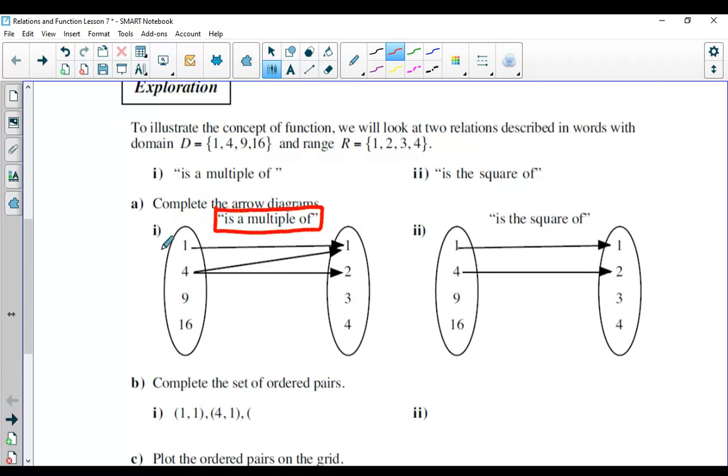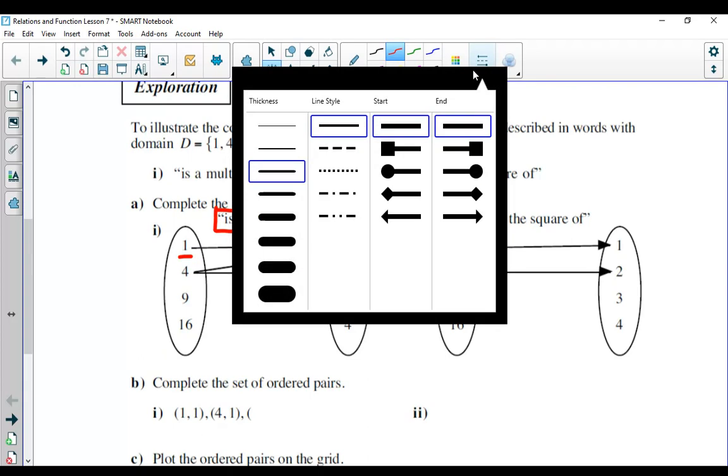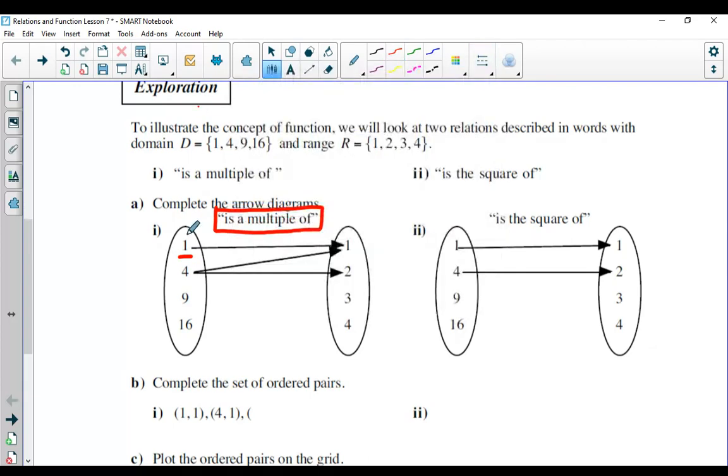So it basically means this. If you start off with the number 1, let's try to fill in the sentence here. So we'd say 1 is a multiple of, and which numbers is 1 a multiple of? Well, only 1. 4 is a multiple. You go up here. 4 is a multiple of 1, and 4 is also a multiple of 2. Therefore, we have two arrows that are coming out from this value in the domain.